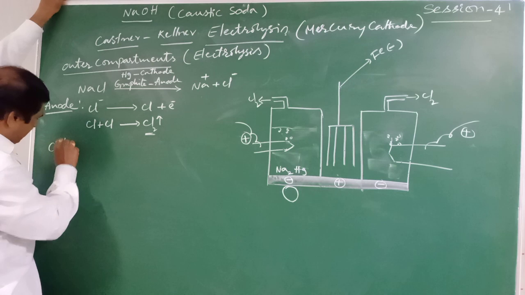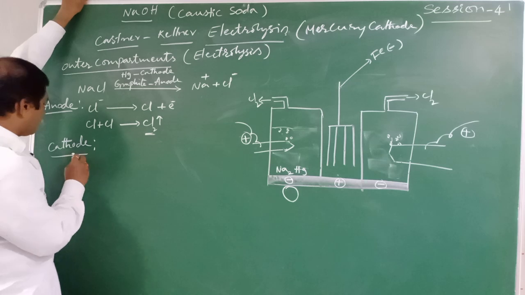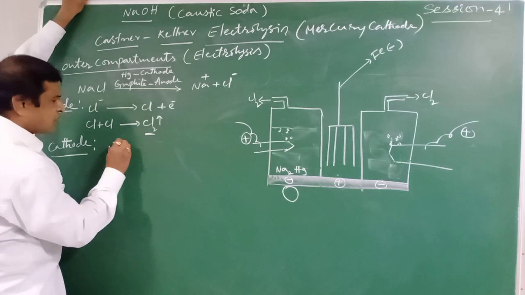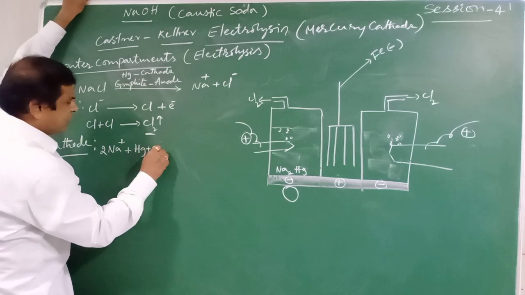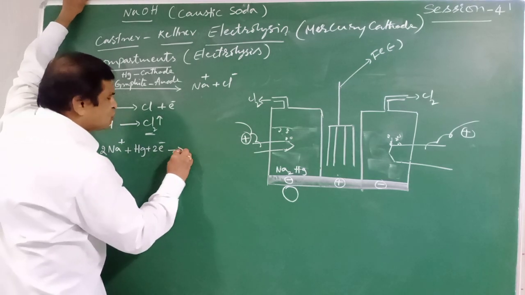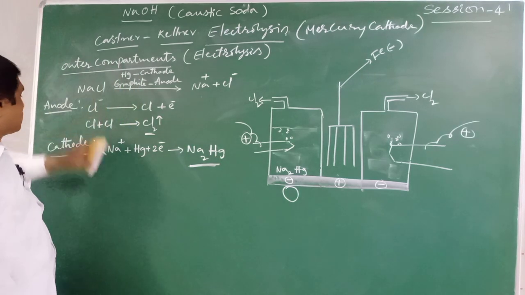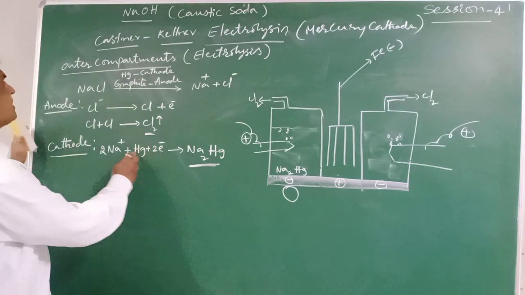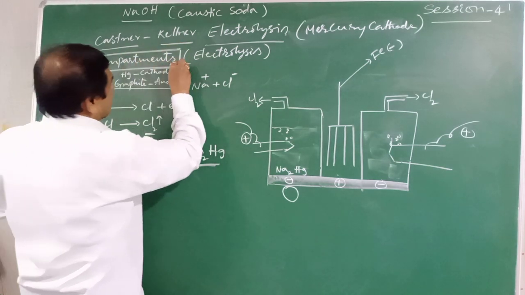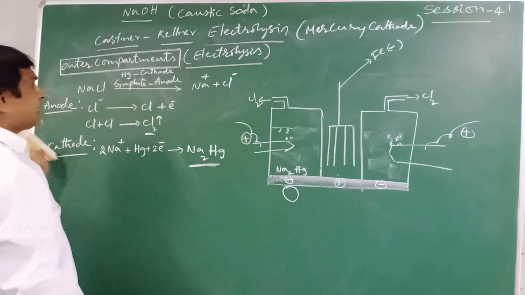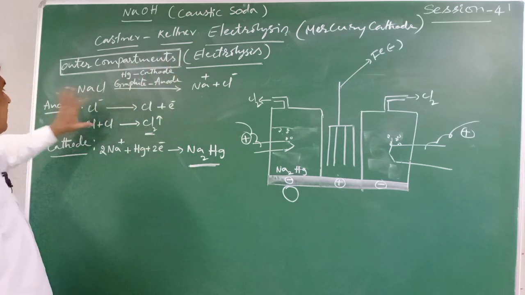Now at the cathode, which is the mercury cathode, sodium ions get reduced at the mercury cathode and form sodium amalgam, NaHg. That sodium amalgam is formed at the cathode. This is the reaction that takes place in the outer compartments, that is, the electrolysis process. Sodium amalgam is formed, and chlorine gas is liberated at the anode.